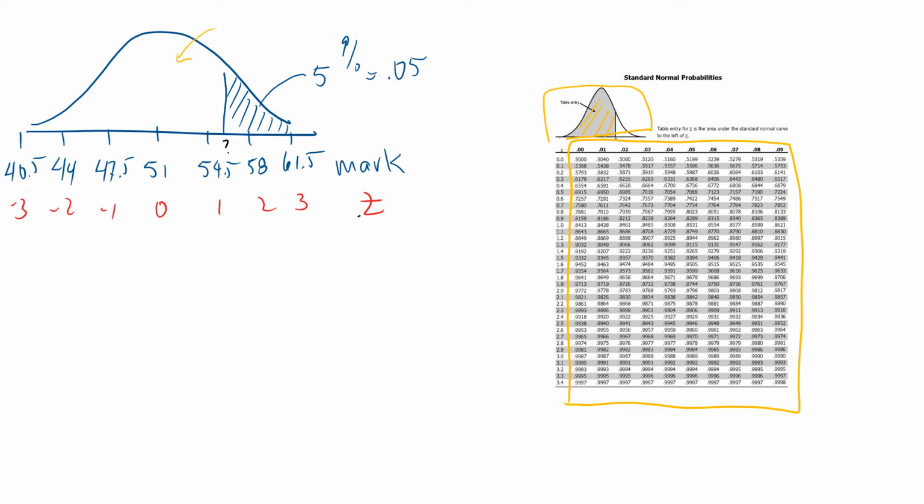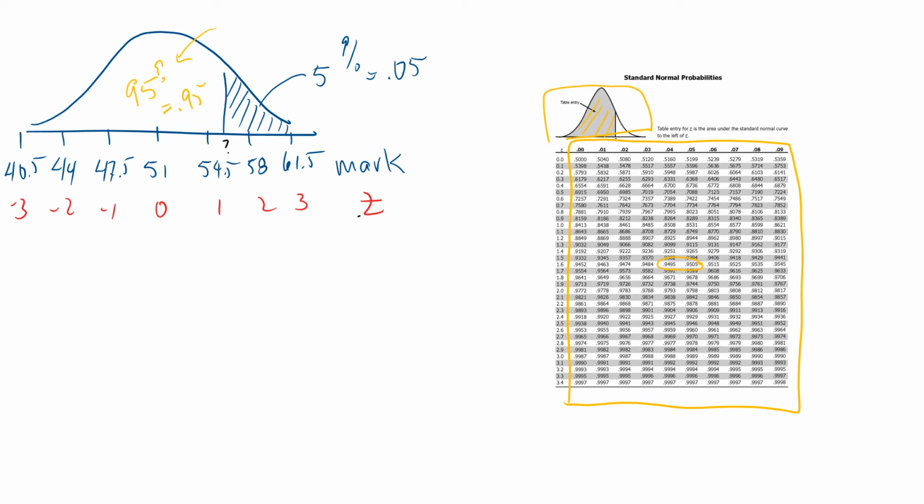Well, the whole distribution is 100%, so this must be 95% or 0.95. So it's 0.95 that I actually have to look up to find the cutoff mark. So I'm going to scan my table again and look as close as I can and find the closest one to 0.95. And it looks like it's around here, 0.95. It doesn't really matter if you go either way, they're both evenly spaced.